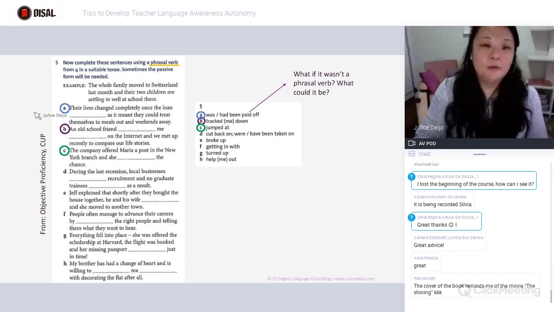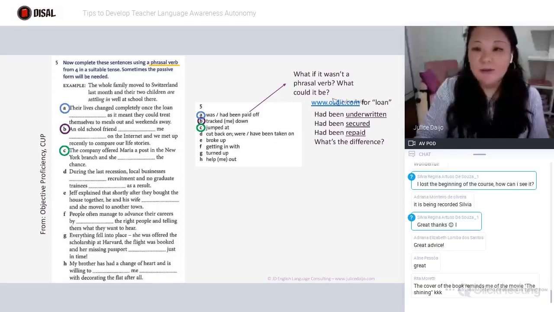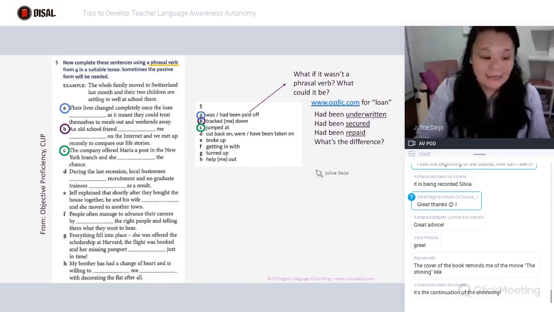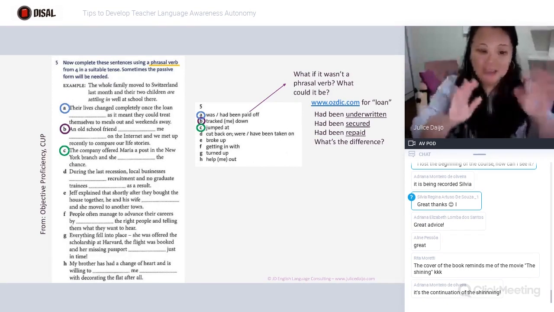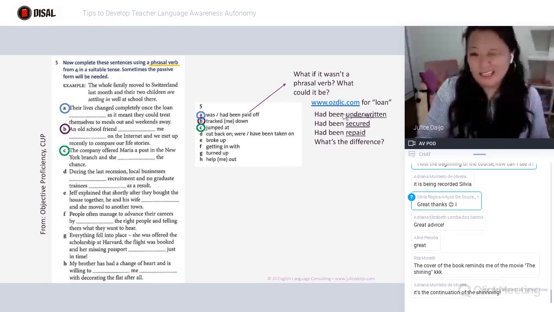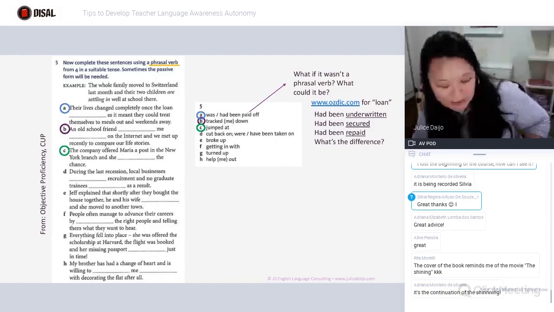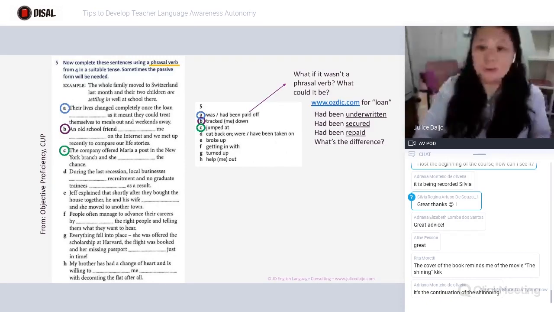what if it wasn't a phrasal verb? What could I fill in here in this blank? So for me to answer that, I have to go to verbs that collocate or combine with loan. And that's when we go to, here's a nice collocation dictionary. If you're familiar with OSDIC, it's exactly the same as the Oxford Dictionary of Collocations. They just changed the interface. It looks more friendly. It looks nicer. But it's the same as the Oxford Dictionary of Collocations.